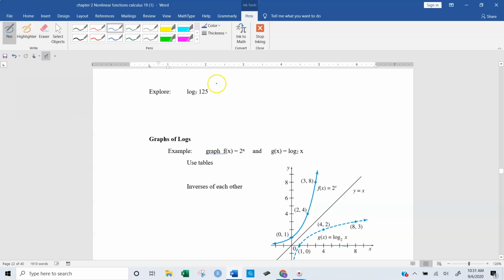Okay, try yours. Set it equal to x. So 5 to the x equals 125. You know 125 is 5 cubed. So that means log base 5 of 125 is equal to 3.